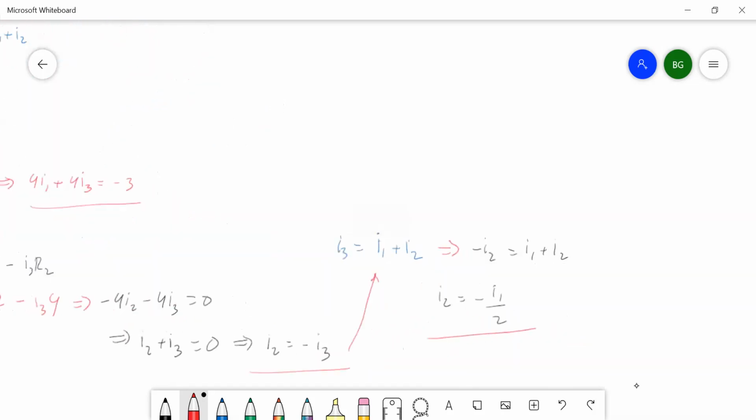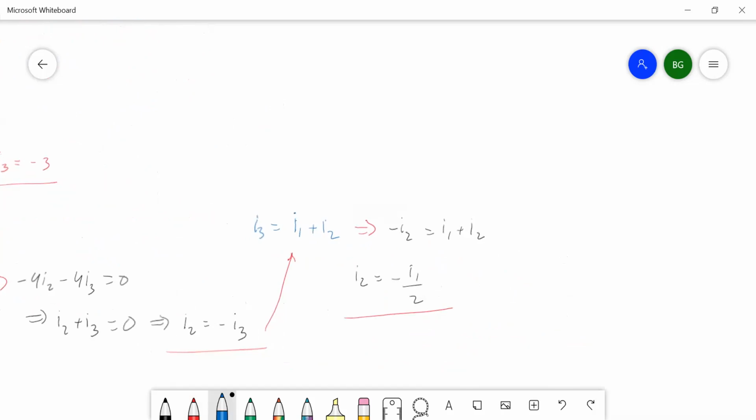Okay, anything else? Okay, let's continue. So it means that I3 equals I1 over 2.